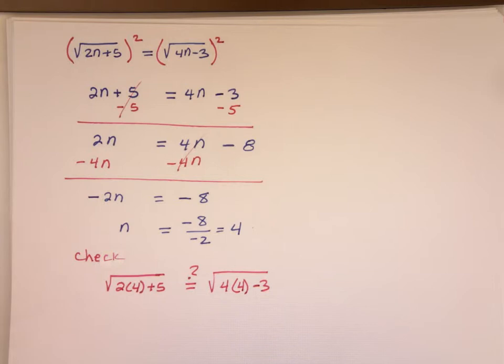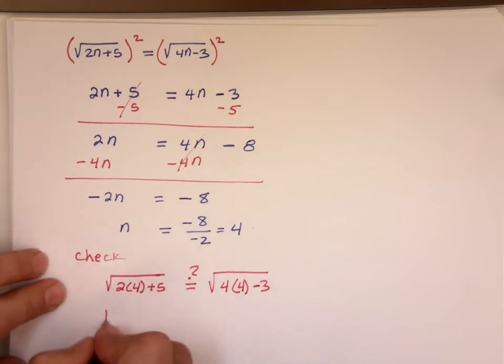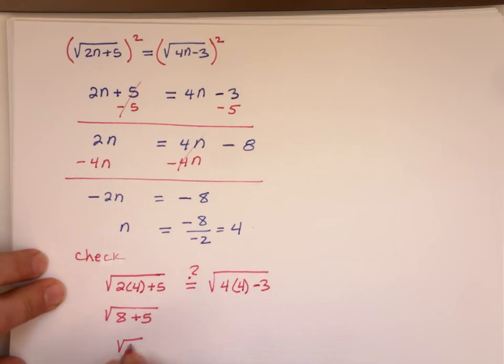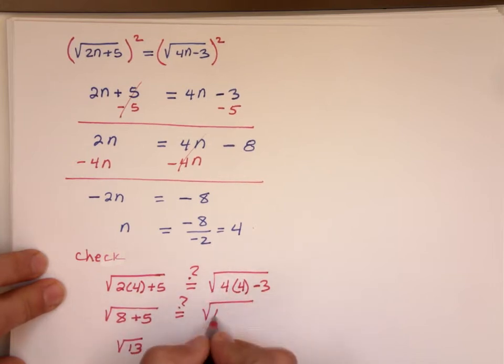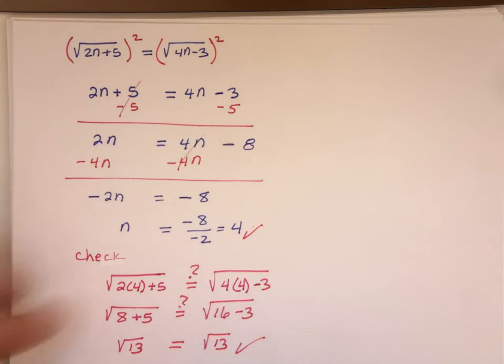Let's see. What is 2 times 4? 8. 8 plus 5, which is what? 13. Is that the same as 4 times 4 is 16 minus 3? What is 16 minus 3? 13. Yes, they are. So that is the solution.